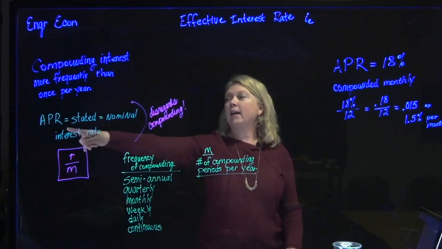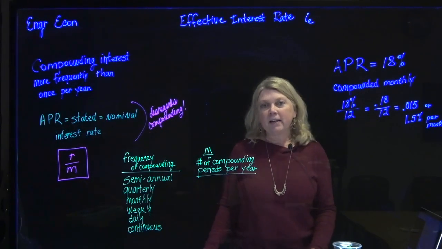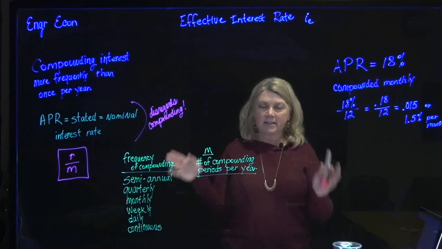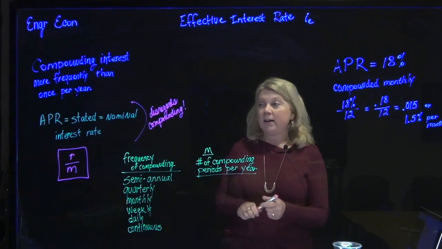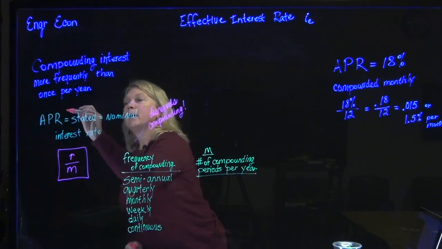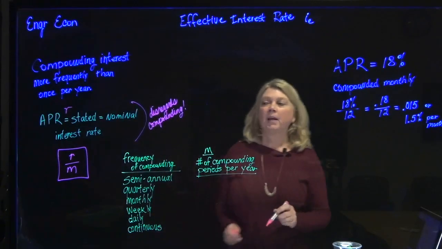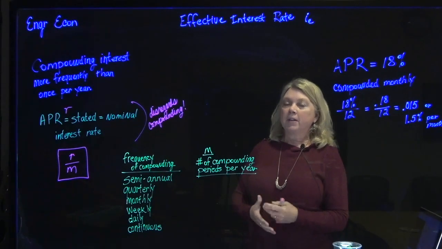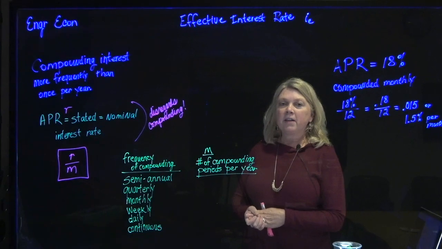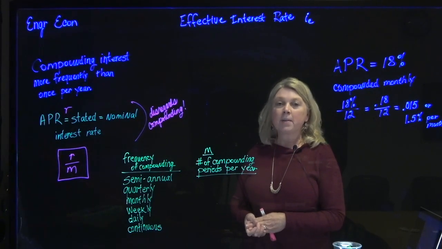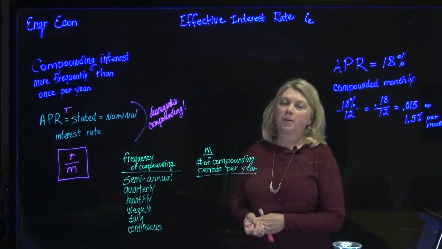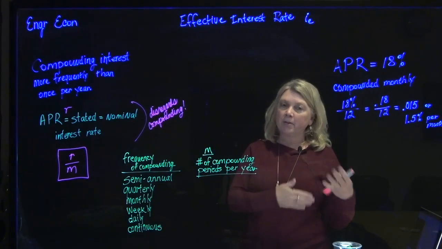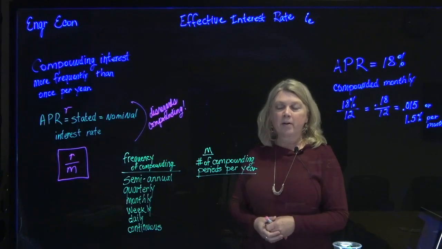And we have an APR, annual percentage rate, equals stated interest rate equals nominal interest rate. That's all the same thing, right? And it's designated by the letter R. That's fine if you're talking about a whole year for the interest rate, but it disregards the effects of compounding interest more frequently than once per year. Just using the annual rate disregards that compounding effect, which we know is very powerful.